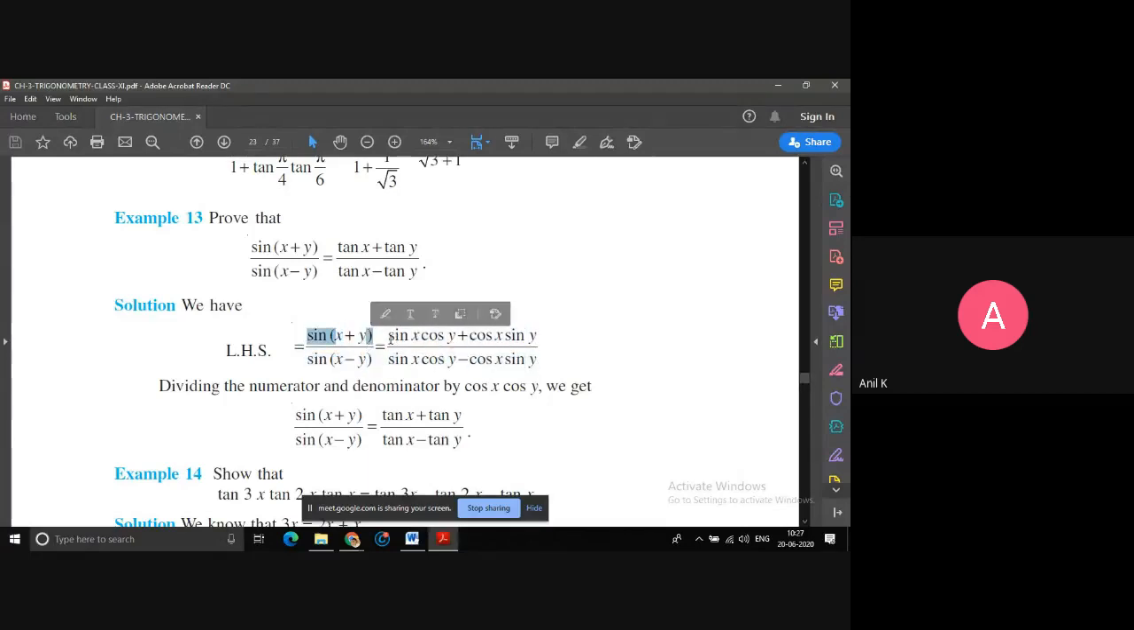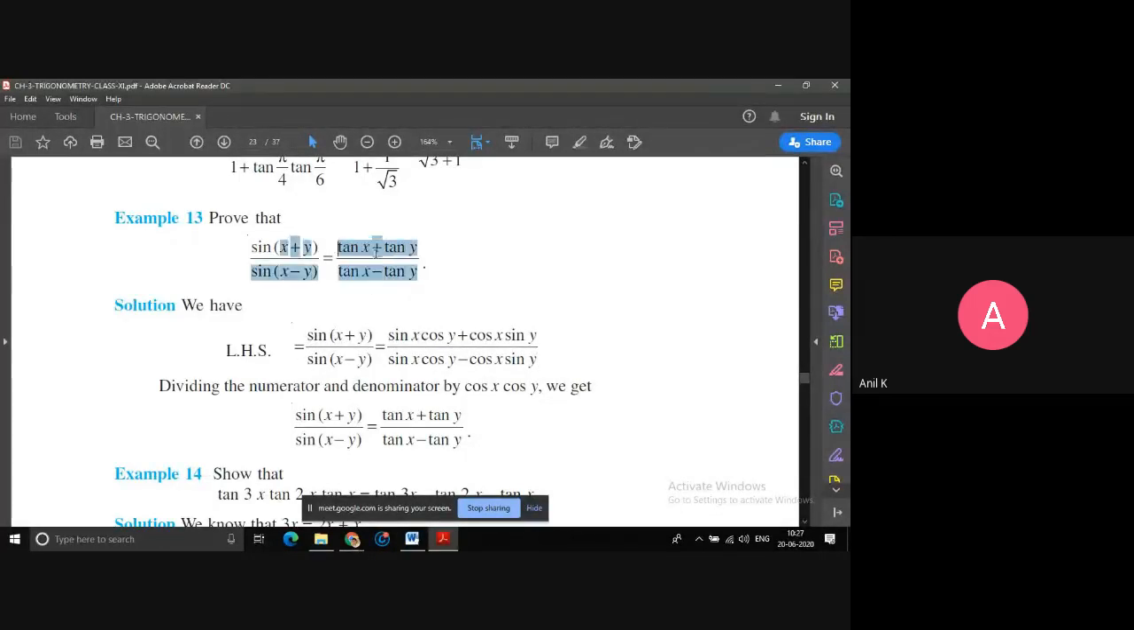What is the sin(a plus b) formula? Sin x cos y plus cos x sin y. So this is the expansion of sin(x plus y). What about the sin(x minus y) expansion? Sin x cos y minus cos x sin y. So till this step, I just used the identities of sin(x plus y) and sin(x minus y).